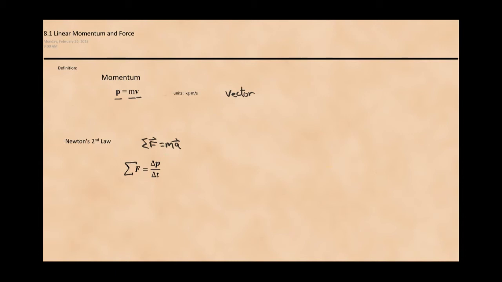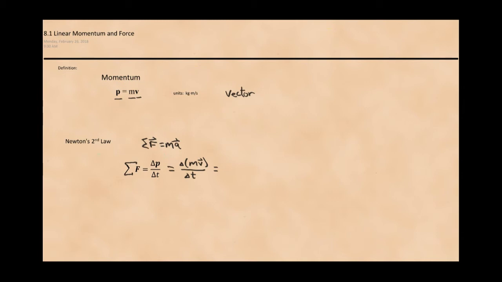Newton's second law: the sum of all the forces on a system or on an object is equal to mass times acceleration of that object. Actually, Newton's second law is stated in terms of momentum rather than in terms of mass and acceleration. It says that the sum of all the forces is equal to the change in momentum of the system per time. Now we can see where F equals ma comes from if we plug in the definition of momentum.